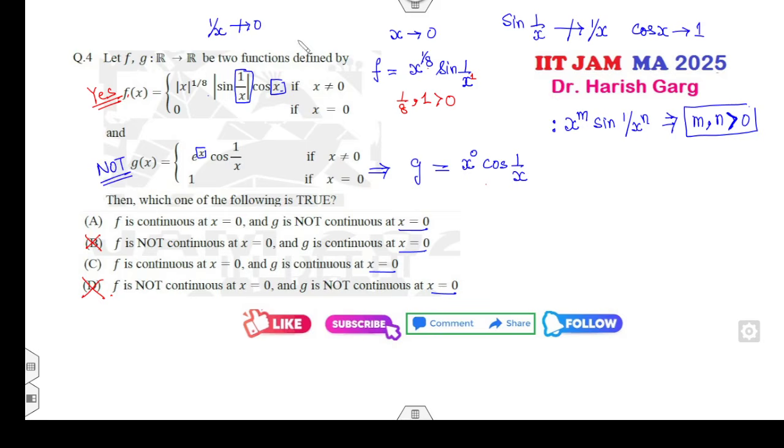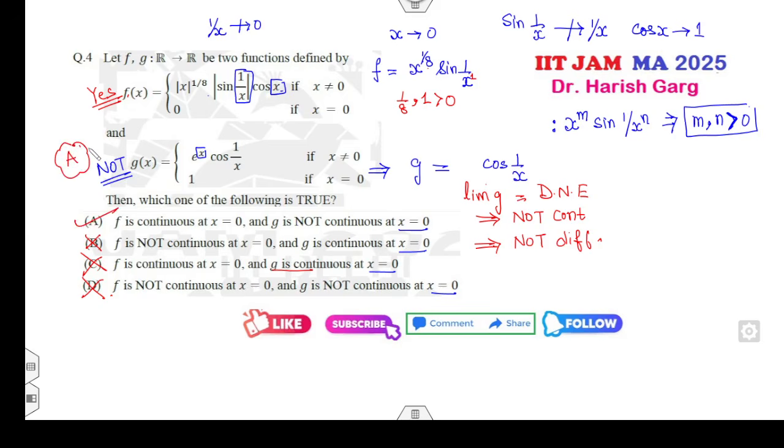Moreover, you can also check in this manner. Can you find the limit of g? The limit of g does not exist. Once the limit does not exist, that means the function is not continuous. And we all know once the function is not continuous, the function is not differentiable. So g is not continuous, option C is cancelled. A is the only right answer of the problem.